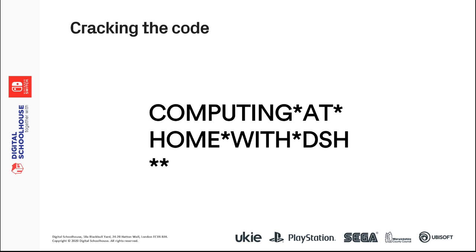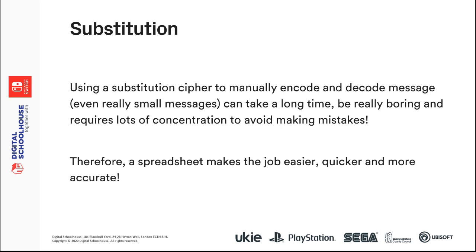And we're now going to move on and have a look at something slightly different. We're going to look at using a substitution cipher in a spreadsheet this time. So remember, using a substitution cipher allows you to manually encode and decode a message, even really small messages. And we did this using a code wheel before, but that can take a really long time, as we talked about earlier, because you have to do it one letter at a time. It can be really boring. It takes lots of concentration to avoid making mistakes. So using our spreadsheet this time will make our job much easier, much quicker, and also more accurate.